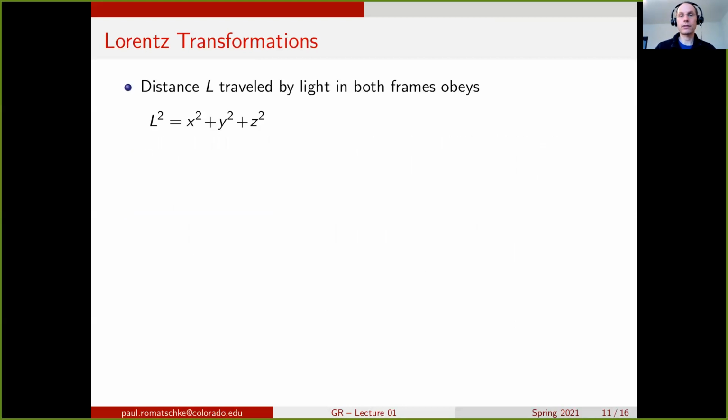The distance light traveled in both frames then obeys the following relation. The distance in the unprimed frame is just the sum of the coordinates squared, and this is equal to the speed of light squared times the time squared that light is allowed to travel. And if we take the idea that this length is measurable in both coordinate systems, it must be the same in the primed system, where it's the sum over the primed coordinates squared. And this is equal to the speed of light in the primed system squared times the time in the primed system squared.